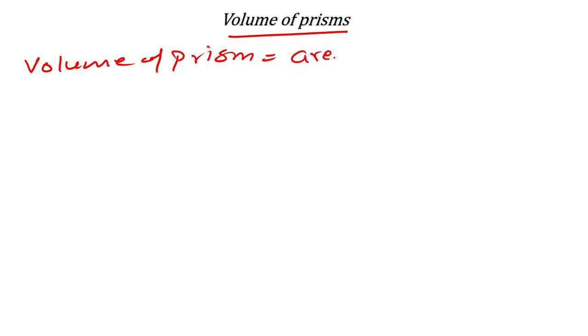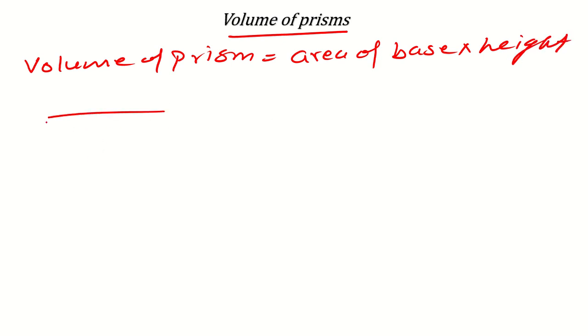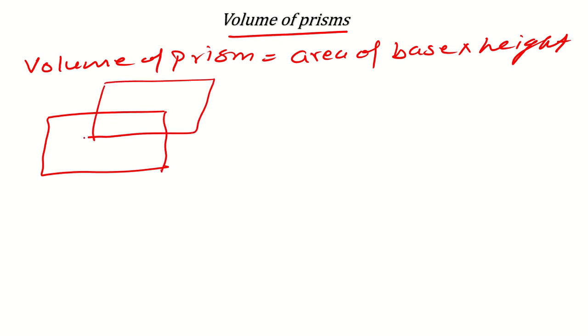Now the next topic can be volume of prism. How will you find the volume of prism? First of all we will see the formula. Volume of prism is equal to area of base multiplied by height. This is the common formula for all prisms. Prism means like a rectangular box, like your study room, your classroom, your book. All these shapes are rectangular prisms.